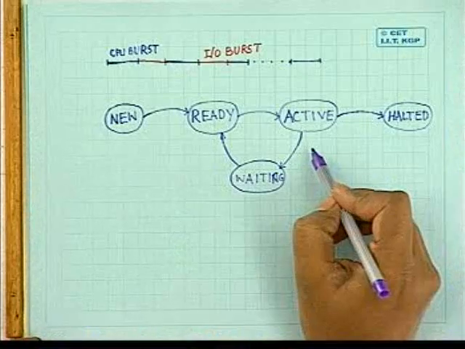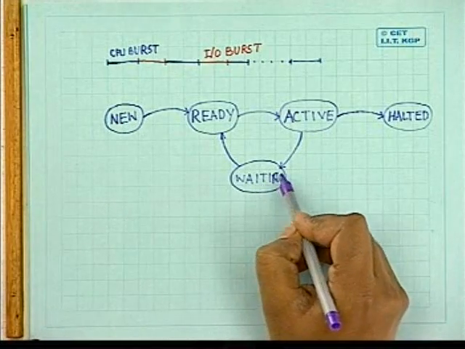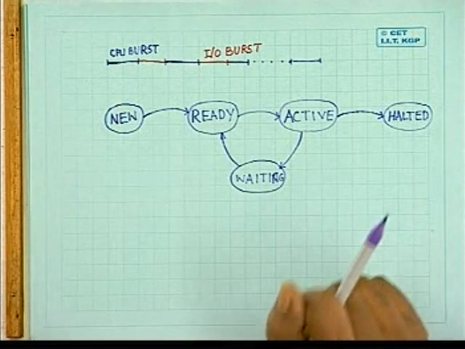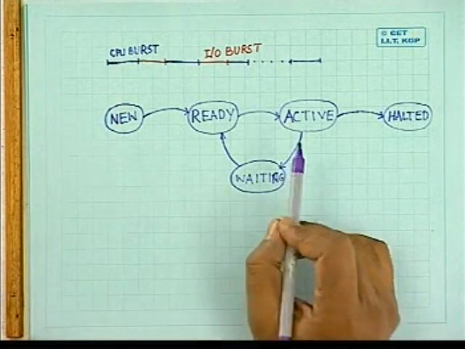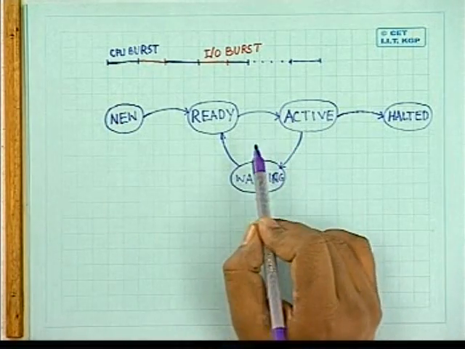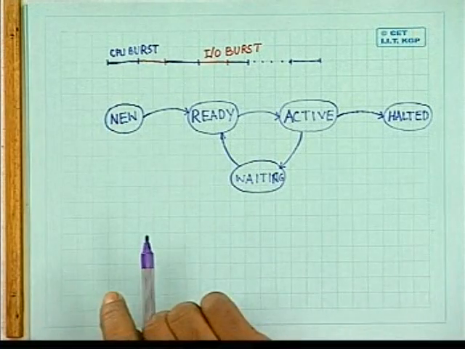Maybe the job will be terminated and it will go to the halted state, or maybe after completion of the next CPU burst, it will perform another IO operation and go to the waiting state, or this is also called the IO waiting state. That is, it is waiting for some IO operation to be complete. Okay. So the major responsibility of the CPU scheduler is to get a job from the ready queue and give it to the CPU for execution of the next CPU burst.